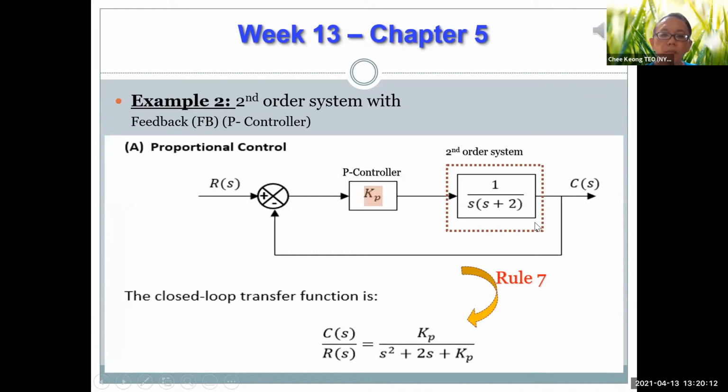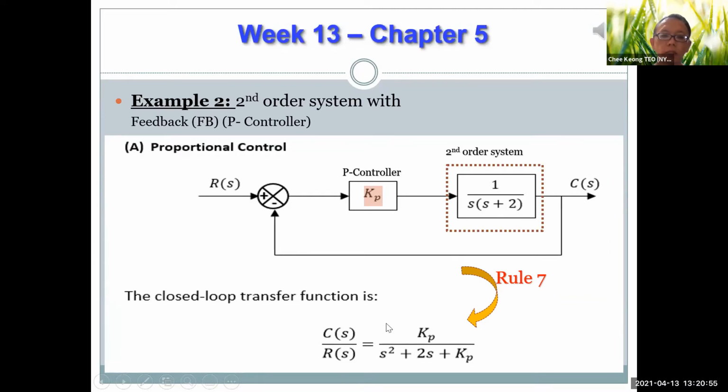Now let's study the effect of P controller on a second order system instead. Here the second order system used is 1 over s bracket s plus 2. Again using rule 7 for negative feedback in block diagram manipulation, C(s) over R(s) can be calculated to be Kp over s squared plus 2s plus Kp. Just now we tried Kp on a first order system, but right now we use a second order system, 1 over s(s plus 2), right? This is second order because if you multiply this in, the highest power will be s squared, so therefore this is a second order system.